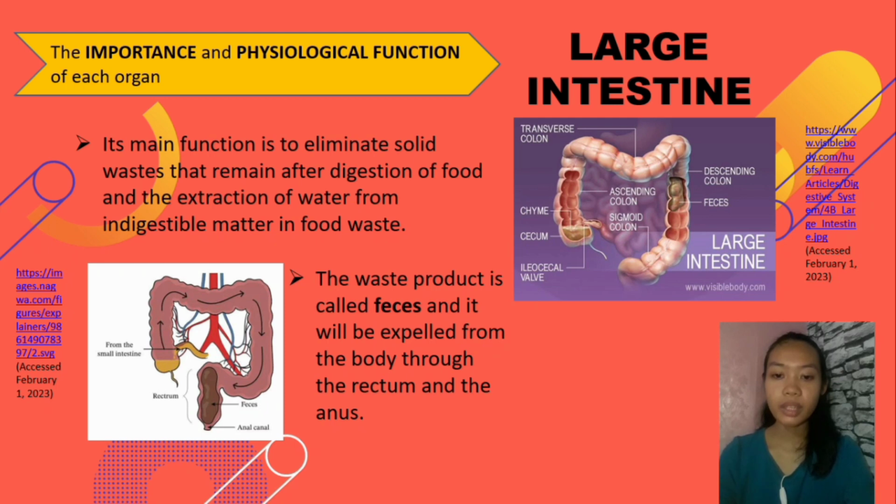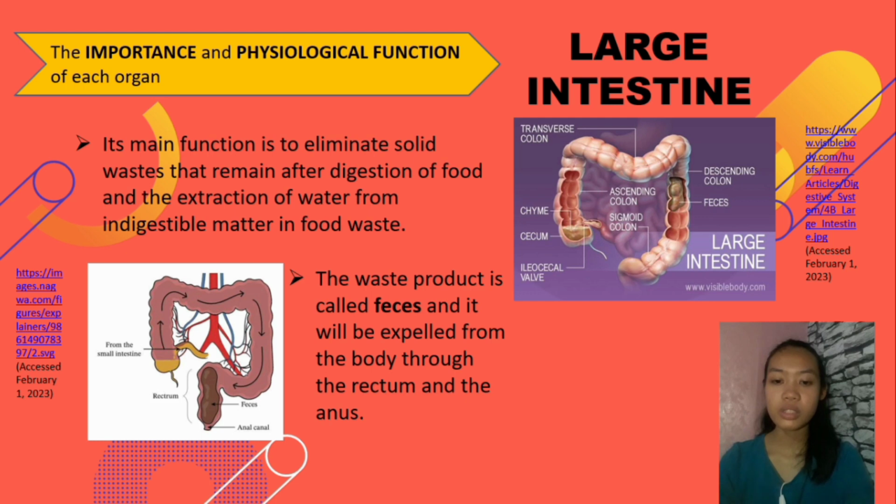The last but not the least organ of the excretory system is the large intestine. The large intestine is an important part of the digestive system, and it is the final organ in the gastrointestinal tract. Its main function is to eliminate solid waste that remain after the digestion of food and extraction of water from indigestible matter in food waste. The waste product is called feces, and it will be expelled from the body through the anus and the rectum.